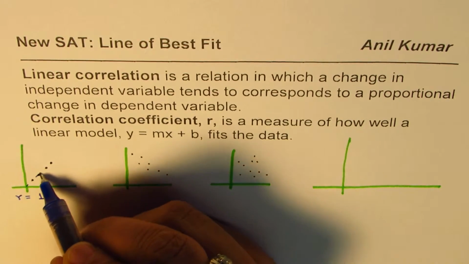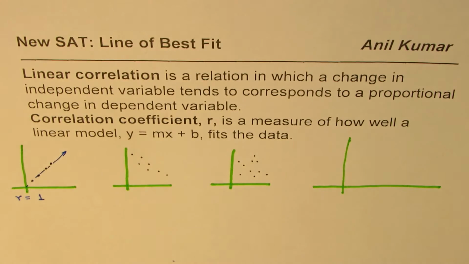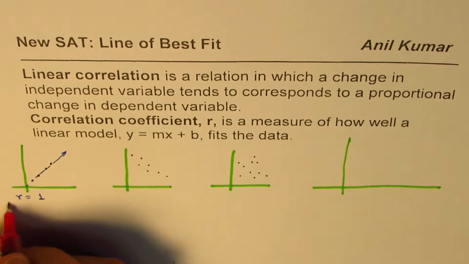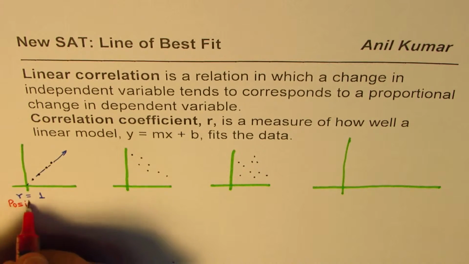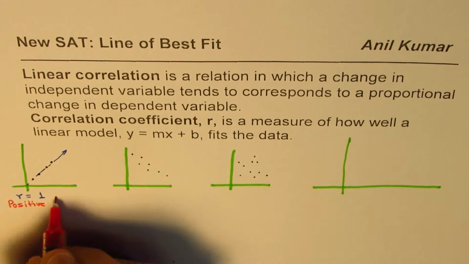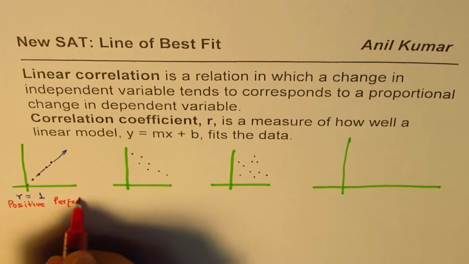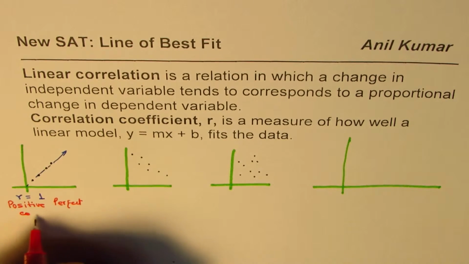So kind of, let's say like this. So that is the value of R. So we will call this positive perfect correlation. So let me write the term. It will be called positive perfect correlation.